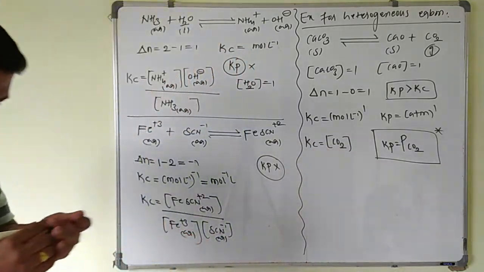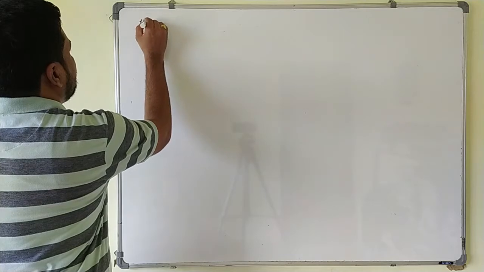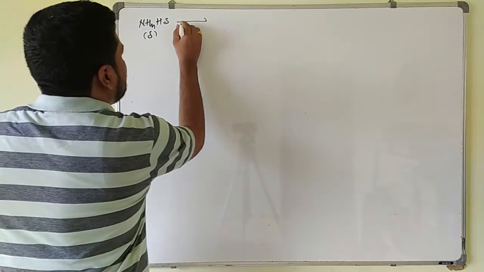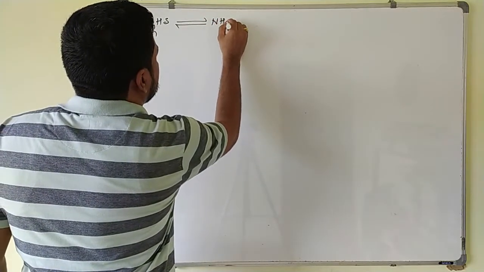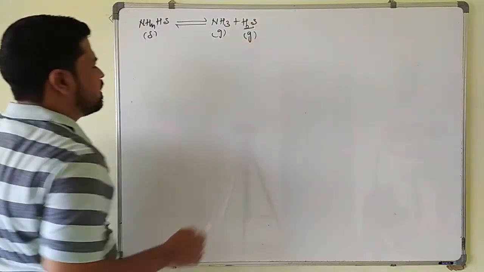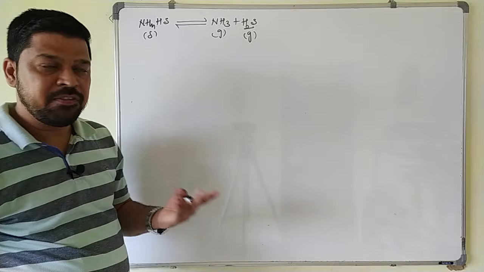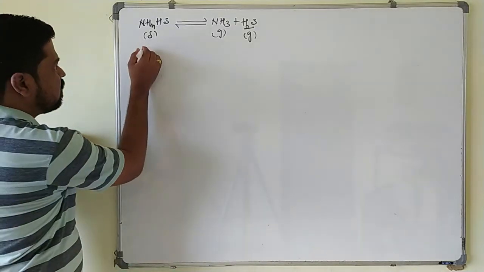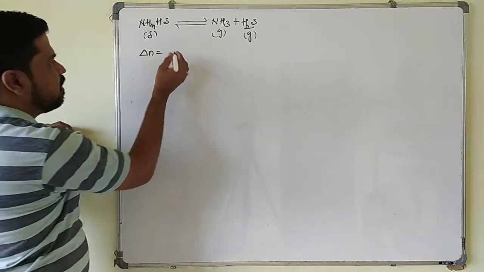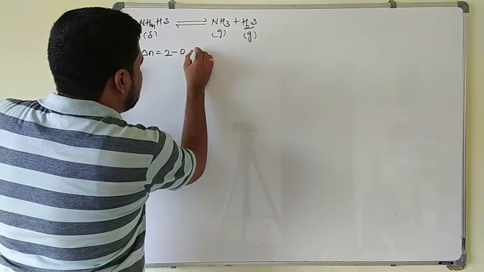Next example. The next example is decomposition of ammonium hydrogen sulfide, NH4HS. So this is in the solid form. This on decomposition gives ammonia gas plus H2S gas. So again it is an example of heterogeneous equilibrium, because reactants and products are present in different phases, solid as well as gas here. So for this one, what is the delta N value? Number of moles of gaseous product minus number of moles of gaseous reactant. So 2 minus 0, because here no term is in the gaseous form. So this will be equal to 2.